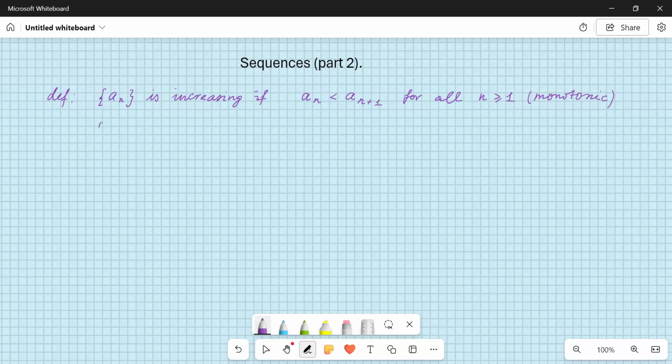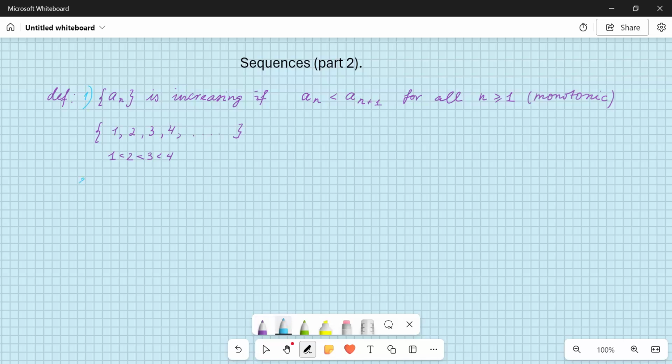An example of an increasing sequence is just the sequence of natural numbers 1, 2, 3, 4, and so on. We see that every next element is greater than the previous. 4 is greater than 3, and greater than 2, and greater than 1, and this sequence continues infinitely with the same relation between terms.